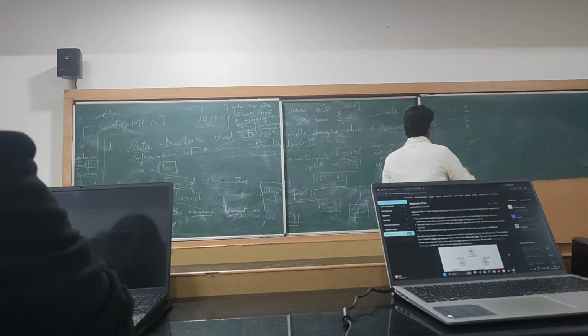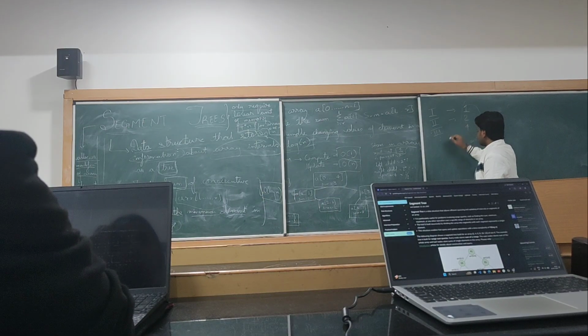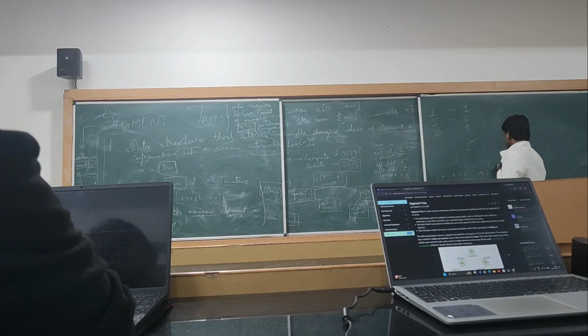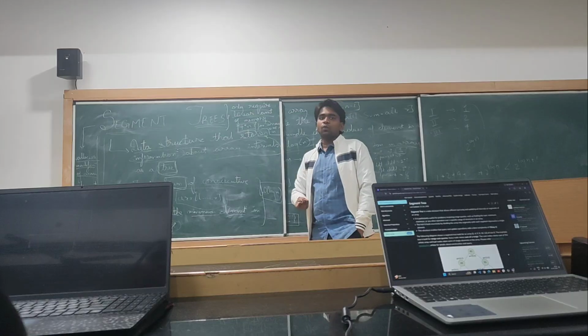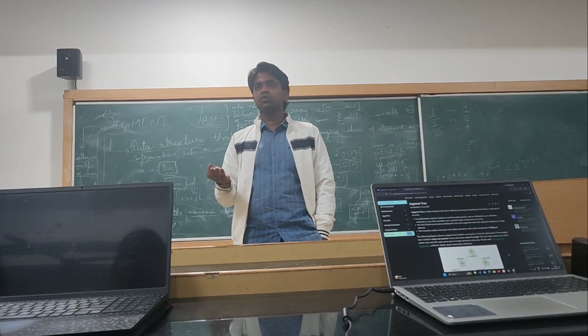Now, what will the total number of nodes be? The addition of 1 plus 2 plus 4 up to 2 to the power log n. This will always be less than 2 to the power log n plus 1. What is the summation of powers of 2?